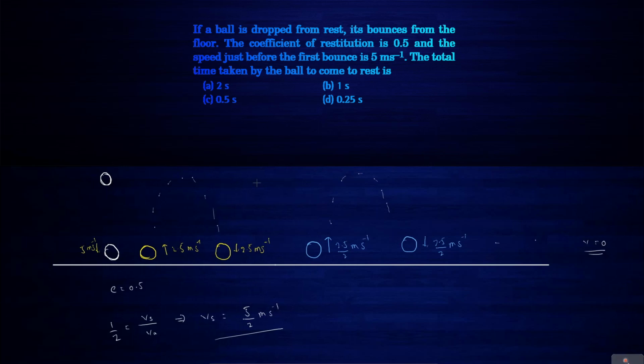Let's consider the time taken for this part. Let's call this T1, T2, and so on. So T equals T1 plus T2 plus so on. Let's find out T1.